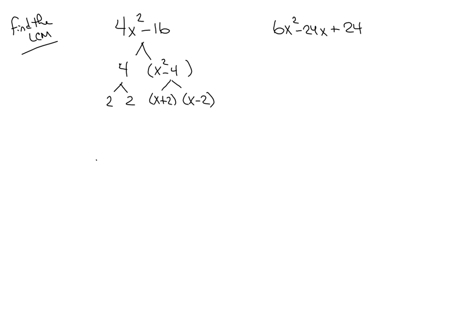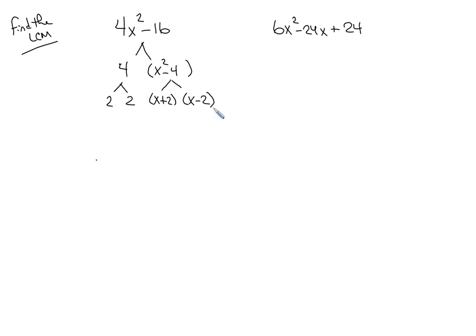So does everybody see that that's what this thing breaks down into? 4 times x squared minus 4. The x squared minus 4 becomes x plus 2 times x minus 2, but the 4 really breaks into 2 and 2. So these are all the building blocks that make 4x squared minus 16. Is everybody with me on that?